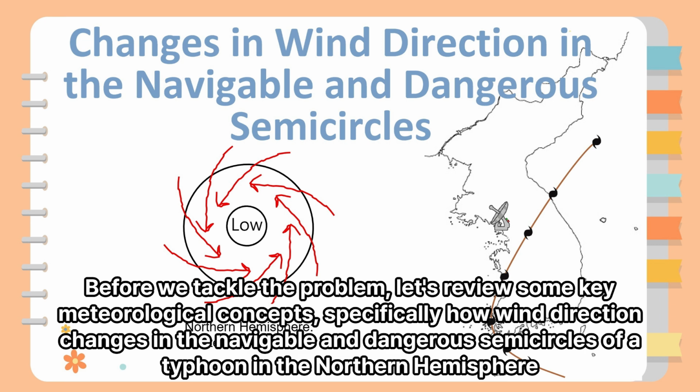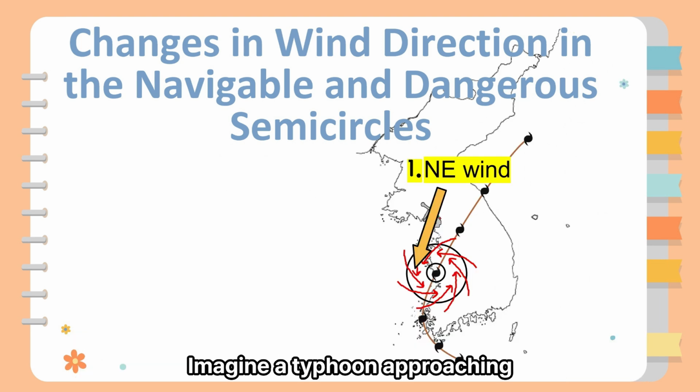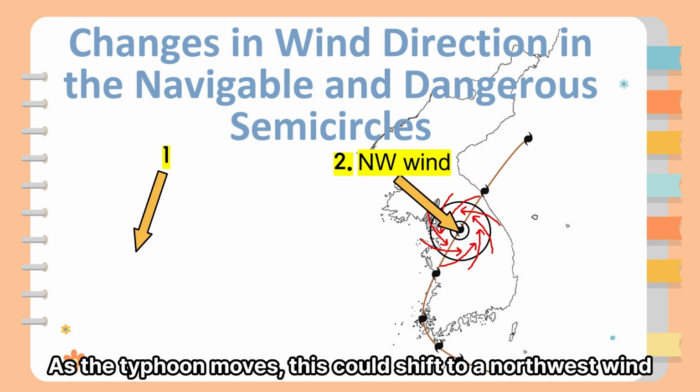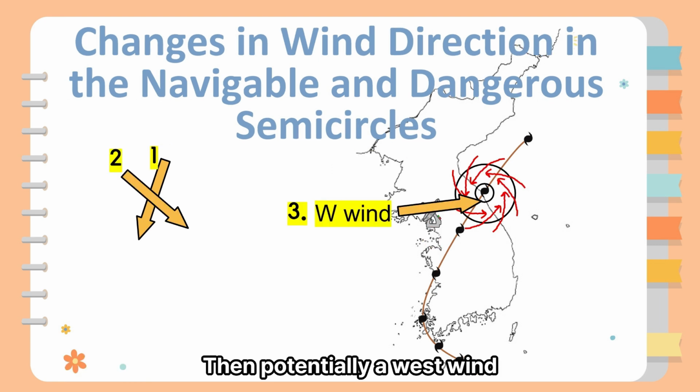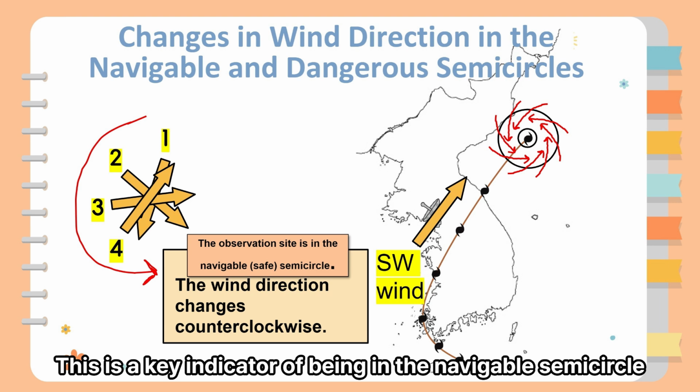Before we tackle the problem, let's review some key meteorological concepts, specifically how wind direction changes in the navigable and dangerous semicircles of a typhoon in the Northern Hemisphere. Remember, in the Northern Hemisphere, typhoons are low-pressure systems with a counterclockwise inflow of air. Imagine a typhoon approaching. Initially, we might experience winds from the northeast. As the typhoon moves, this could shift to a northwest wind, then potentially a west wind. If your observation site is located in the navigable or safe semicircle, the wind direction will generally change counterclockwise, moving from, say, northeast to northwest, then west, and finally southwest as the storm passes. This is a key indicator of being in the navigable semicircle.